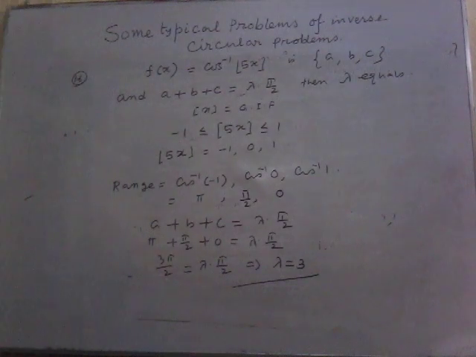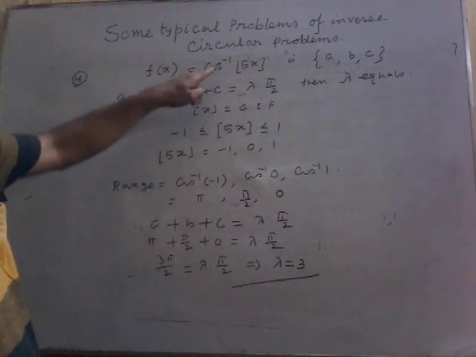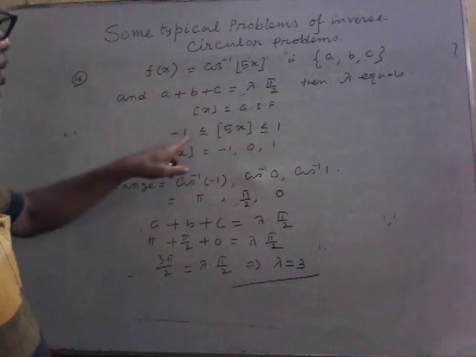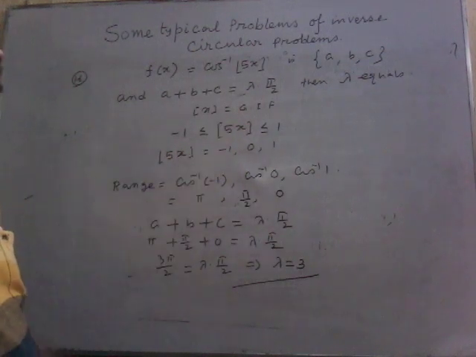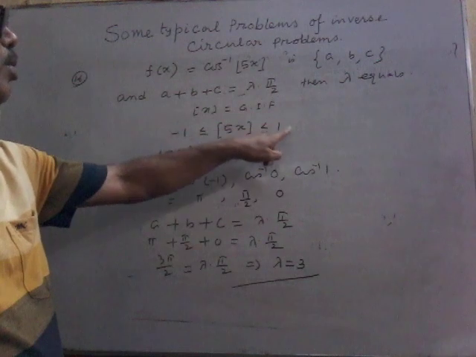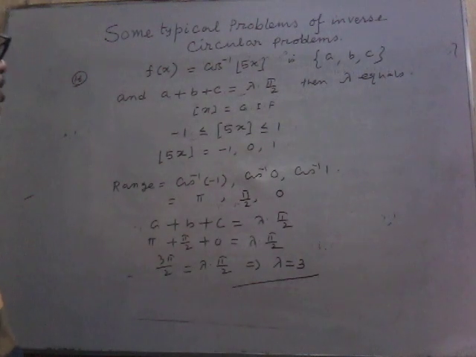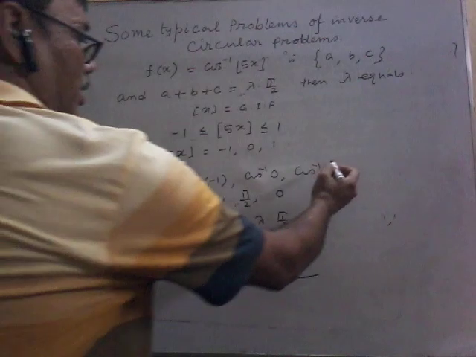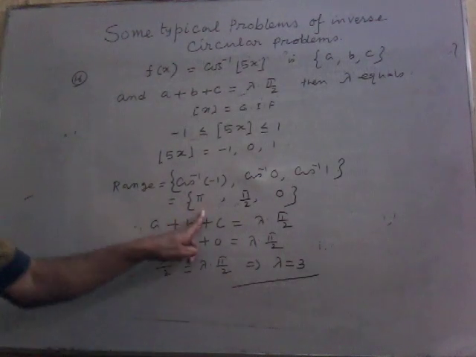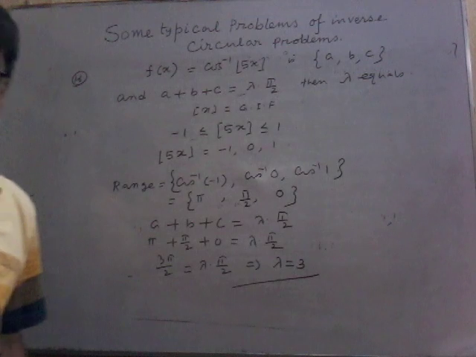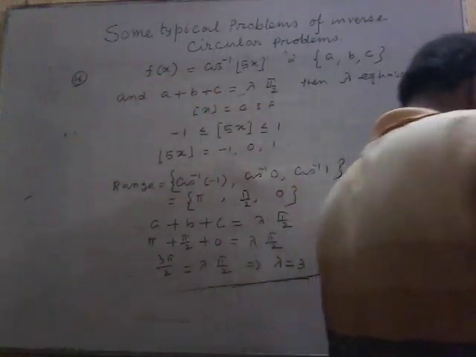Look at it again. Cos inverse of the greatest integer of 5x. The domain of cos inverse x is minus 1 to plus 1, where x is replaced by the greatest integer of 5x. So in between minus 1 and plus 1, what are the integer values? Minus 1, 0 and 1. So what is the range? The range is, here it is a second bracket, cos inverse of minus 1, cos inverse of 0, and cos inverse of 1. So this is A, this is B, this is C. Putting the values, you get lambda.